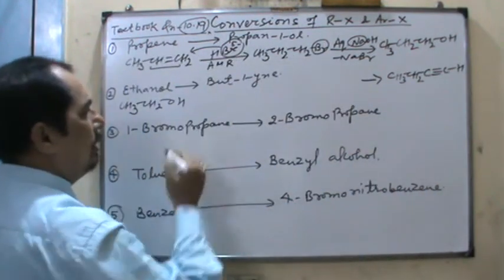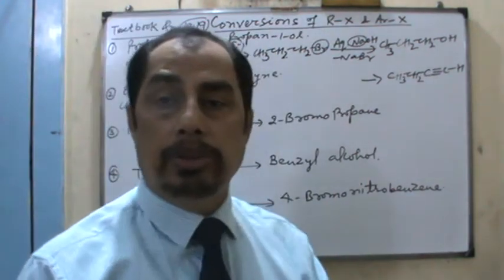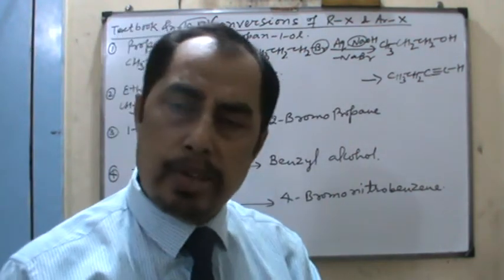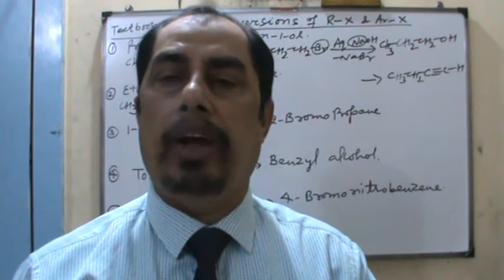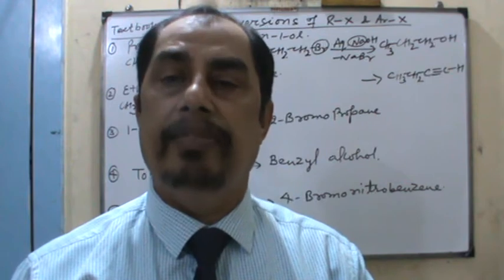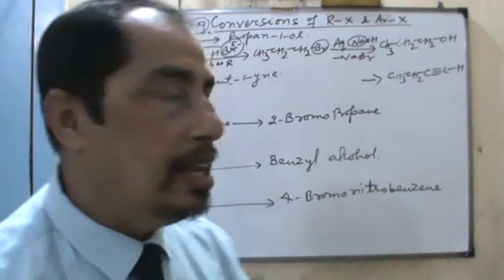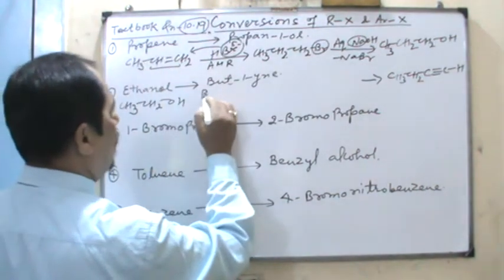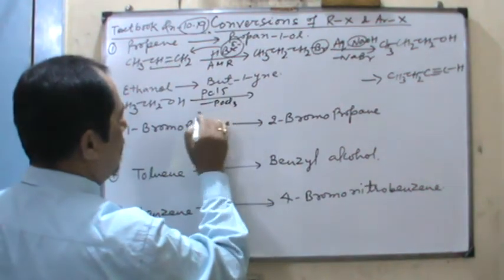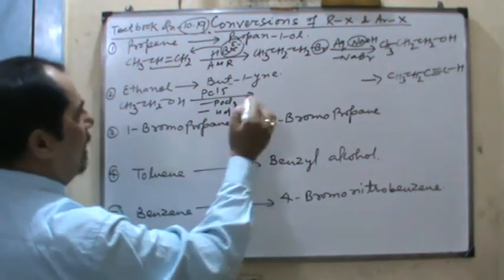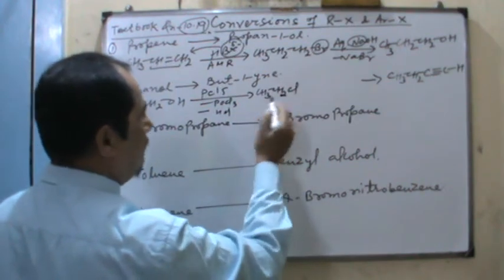Here first we need to change the alcohol into a halide, otherwise there is no way out. When converting alcohol into halide, remember the methods of preparation. You take thionyl chloride, or PCl5, or HCl with anhydrous zinc chloride. It is easy to say PCl5, minus POCl3, minus HCl. Then you get CH3CH2Cl, ethyl chloride.